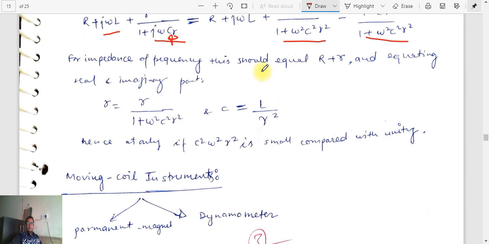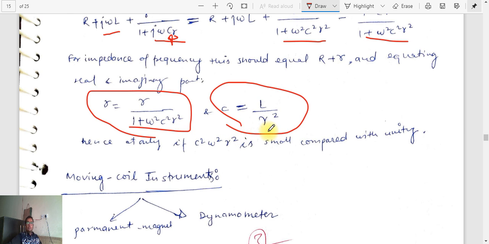Impedance at frequency should be equal to R plus small r, and equating real parts and imaginary parts, we find small r is equal to R divided by 1 plus omega square C square R square. And what about the capacitance value? C is equal to L divided by R square, hence only C square omega square R square is small compared with unity.